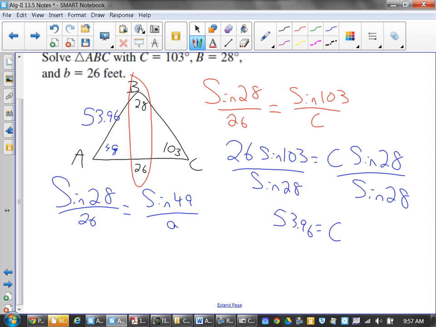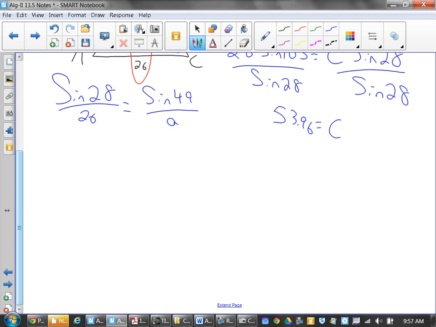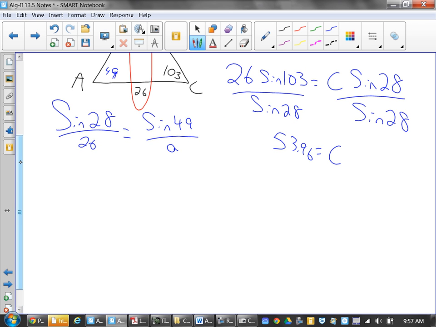You might start to realize that you can try to shortcut it after a couple of times, because you're going to cross multiply and divide. You might even recognize right away that you wind up with 26 sine of 49 over the sine of 28. Take your side A, which is about 41.80. Okay. We'll see.